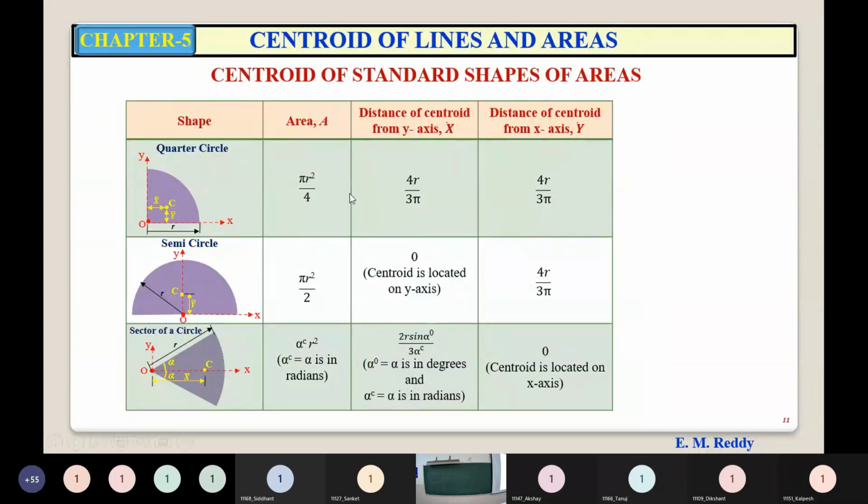See, if you observe, say for quarter circle, x bar and y bar, it is 4r by 3π. It is area. And what is the formula for line? Quarter circular arc. What is x bar and y bar? 2r by pi. That is multiplied with 2 by 3. So for line it is 2r by pi. So multiplied with 2 by 3 to get the centroid for area. So remember.